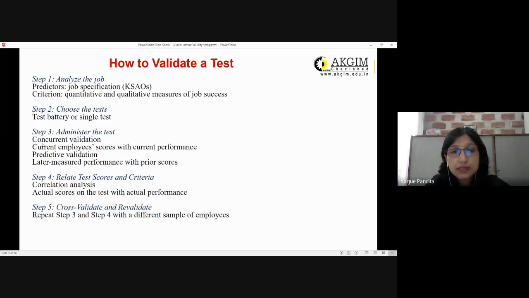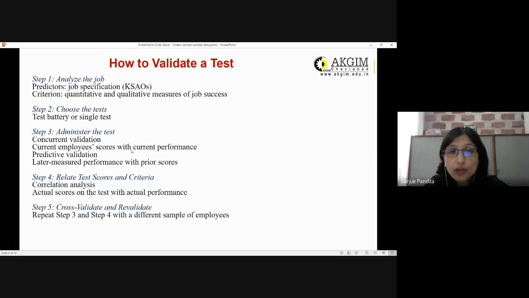Then third is administer the test. Once you have chosen the test for a particular job, then you need to administer the test. Now, how are you going to administer the test? Concurrent validation. That means you must ensure that the test which you are using for selecting your employee or selecting your potential candidate, is it valid or not? Will the results be helpful in sorting out the potential employee for the organization or not?